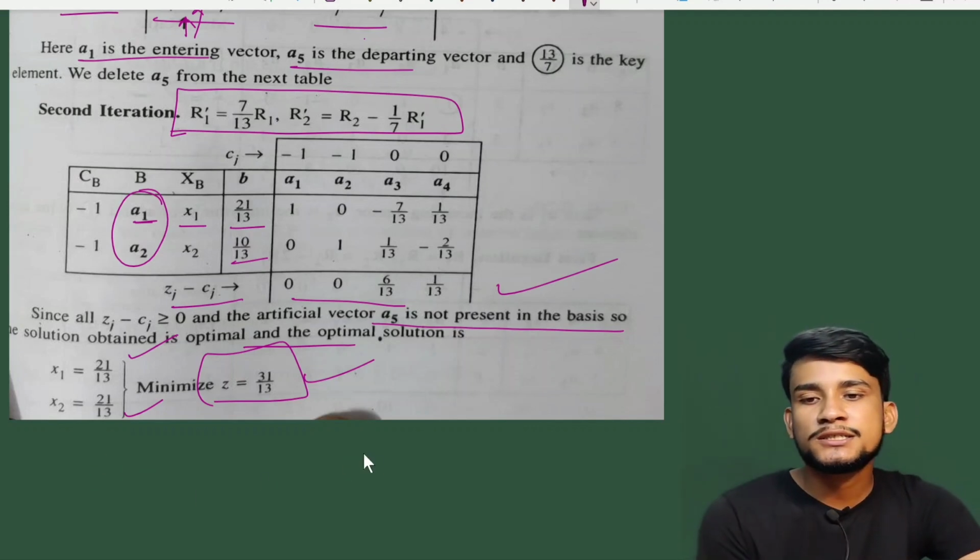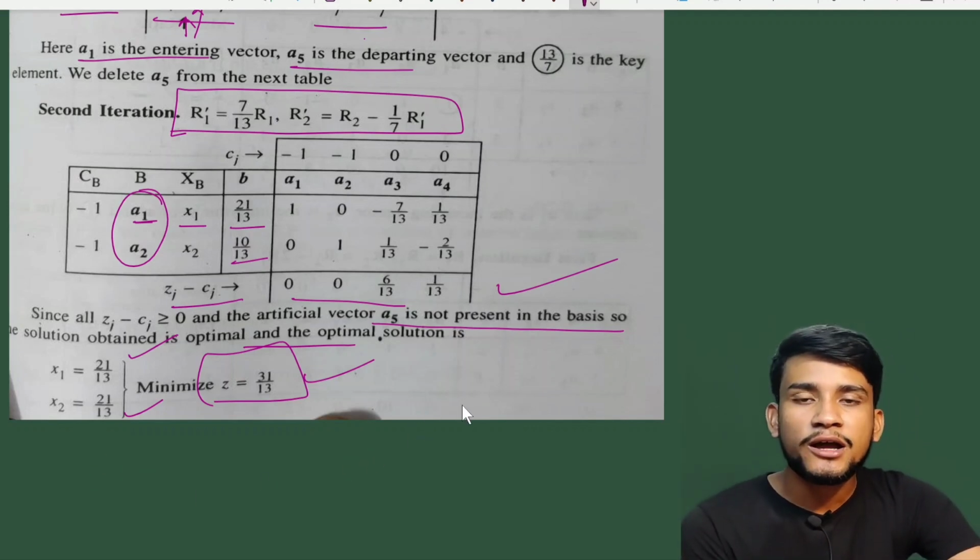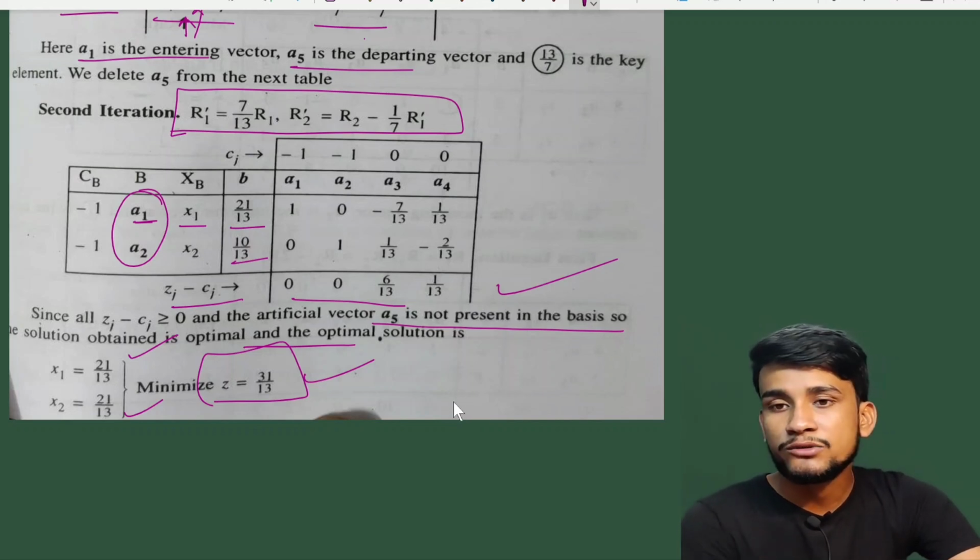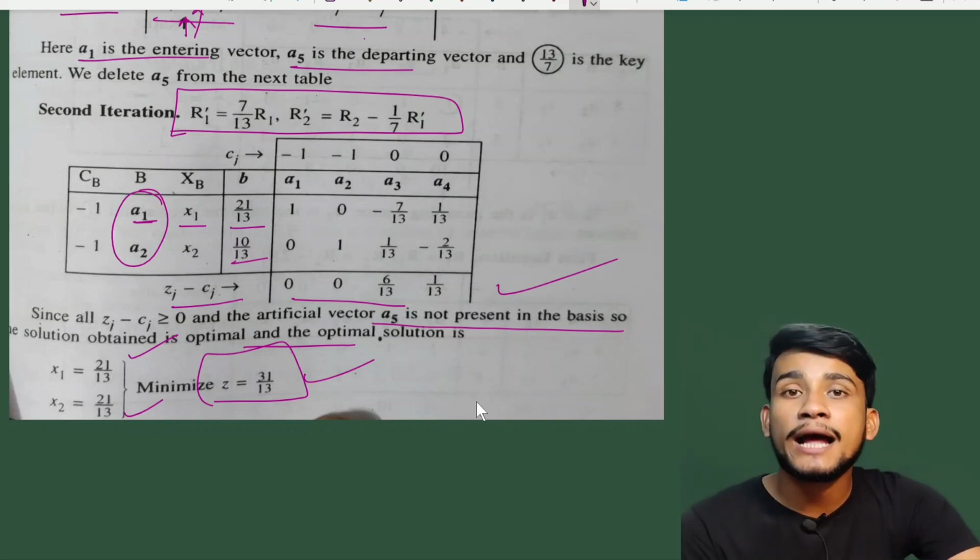Okay, so this is the big-M method and the simplex method using the slack variable, surplus variable and artificial variable. So this is the content for this video.